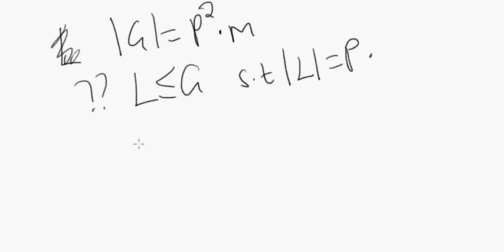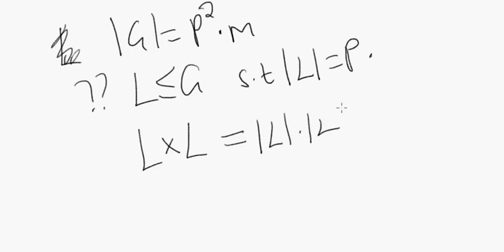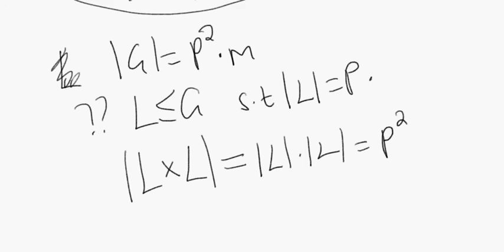Then consider the group L cross L. What's the order of L cross L? Isn't the order of L cross L just the same as the order of L times the order of L? Since the order of L equals p, are we saying that the order of L cross L is really equal to p squared?